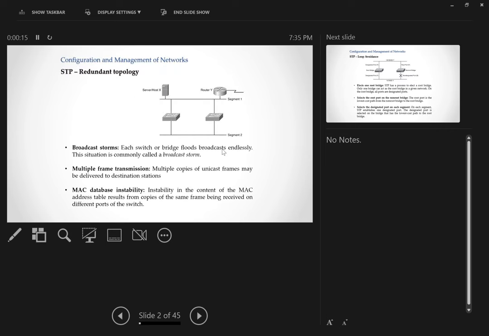So, here, we already talked a lot about spanning tree, okay? So, we are going to see not a lot of detail because spanning tree is a very old protocol.